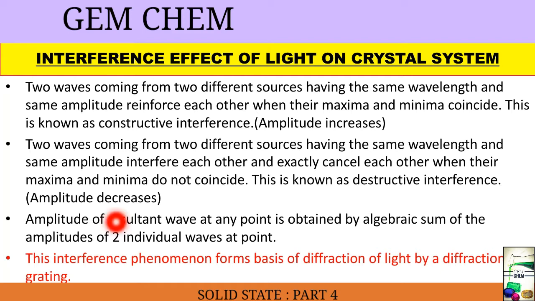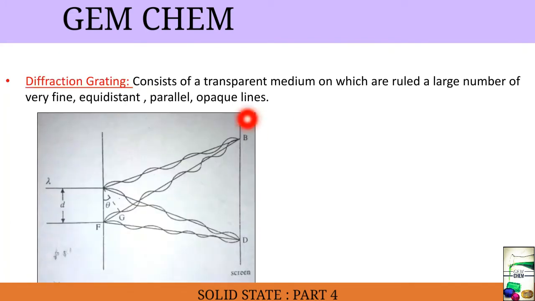Now, this interference phenomenon which we have observed here forms the basis of diffraction of light by a diffraction grating. What do we mean by a diffraction grating? It is important. A diffraction grating consists of a transparent medium on which are ruled a large number of very fine equidistant parallel opaque lines, that is this one. Now suppose a monochromatic source of light is placed and the light gets incident perpendicular to the grating, that is this one.